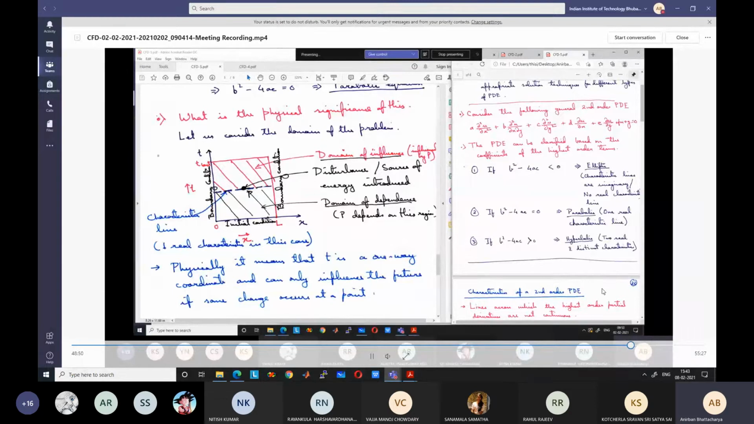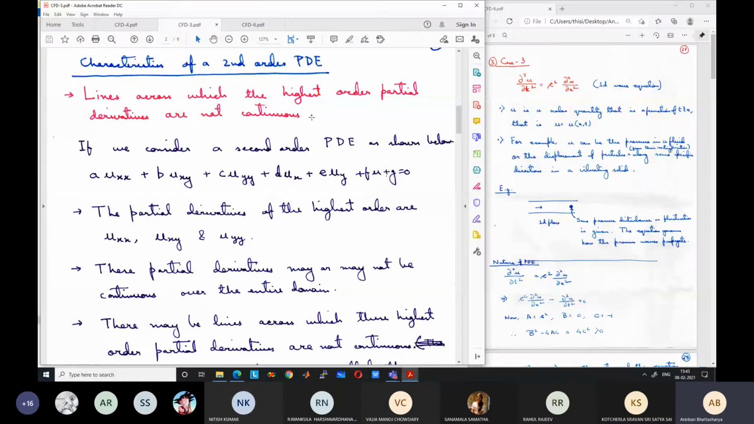We have gone through this material, so it's better to have a quick revision. We defined characteristics as lines across which the highest order partial derivatives are not continuous. The solution is continuous. There is sometimes a misconception that the solution is not continuous. The solution is continuous; it is the highest order derivatives that are not continuous.